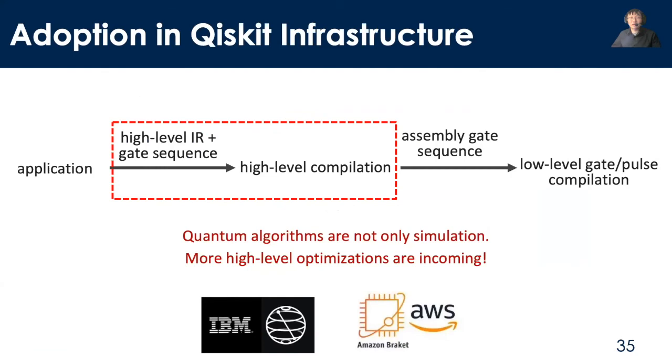Now we are working on adopting Paulihedral into Qiskit and some other industry compilers. Previously, most quantum applications are first compiled to some assembly-style gate sequence, and then compilers apply low-level gate or post-compilation strategies. But now we can first compile the application to a high-level IR plus gate sequence, like this mixed language representation, and then we can have high-level compilation first before we apply any follow-up generic low-level optimizations. And also, quantum algorithms are not only about simulation, and we can have more high-level optimizations for other quantum algorithms.